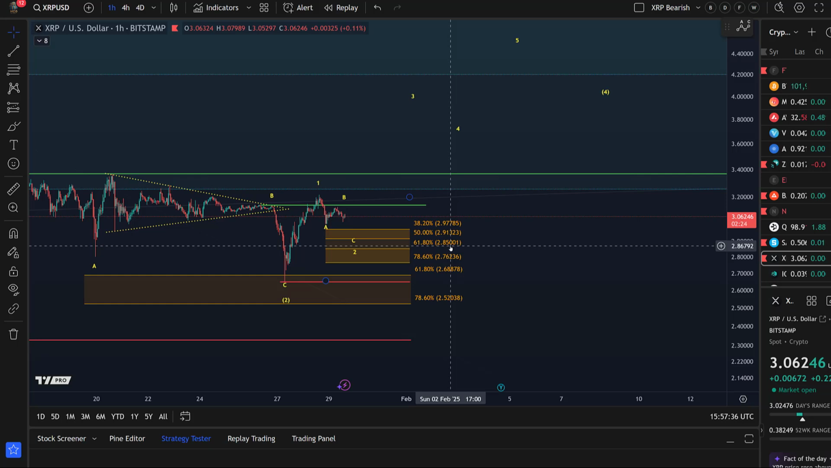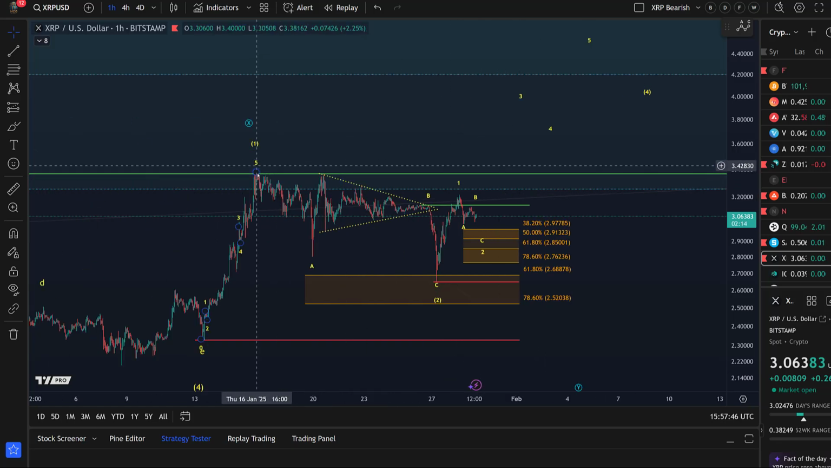So we'll watch for this pullback to ideally form a higher low. The levels should be clear that tell us when we have to change our opinion. And overall, we'd like to see a breakout above the $3.40 level soon. And then the next upside targets are $4.20, which is one of the next larger Fibonacci targets above, and then the $5 level. That's the update about XRP.